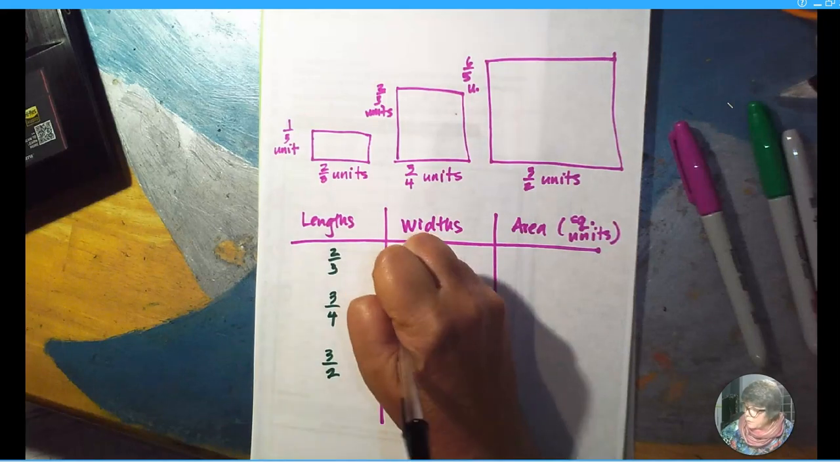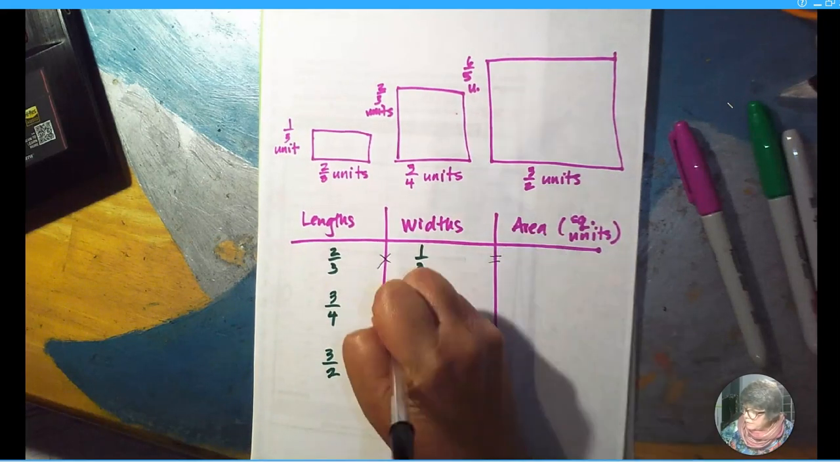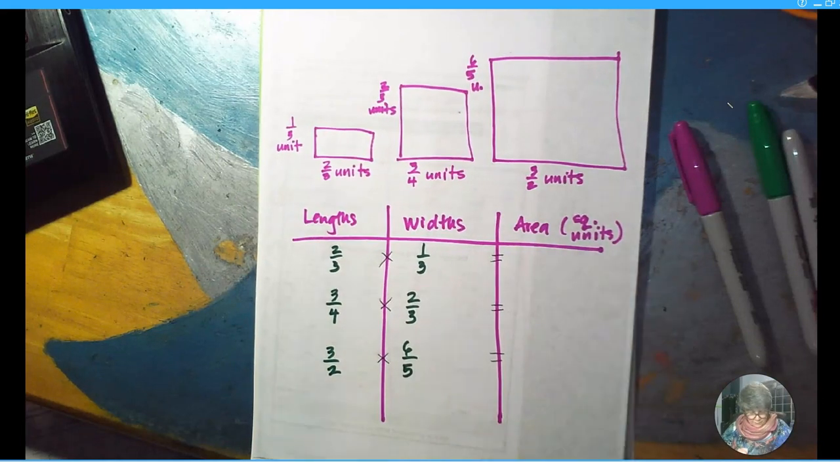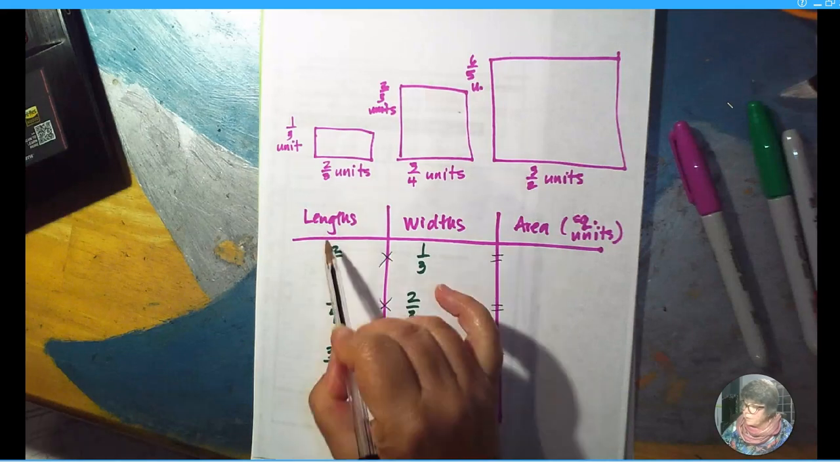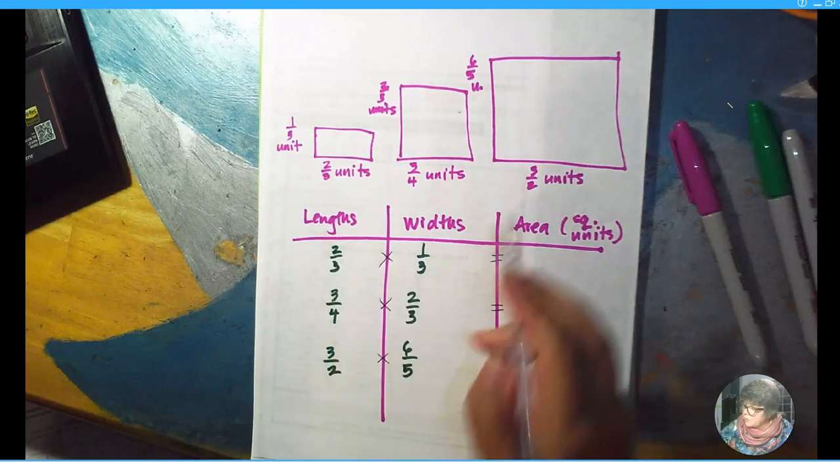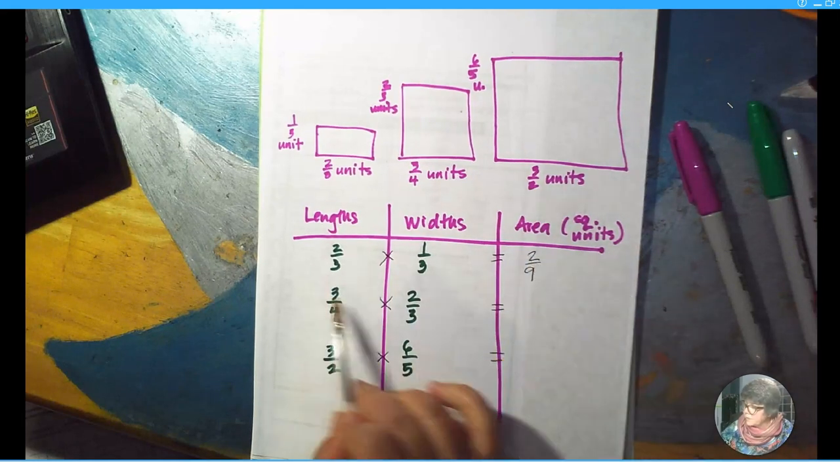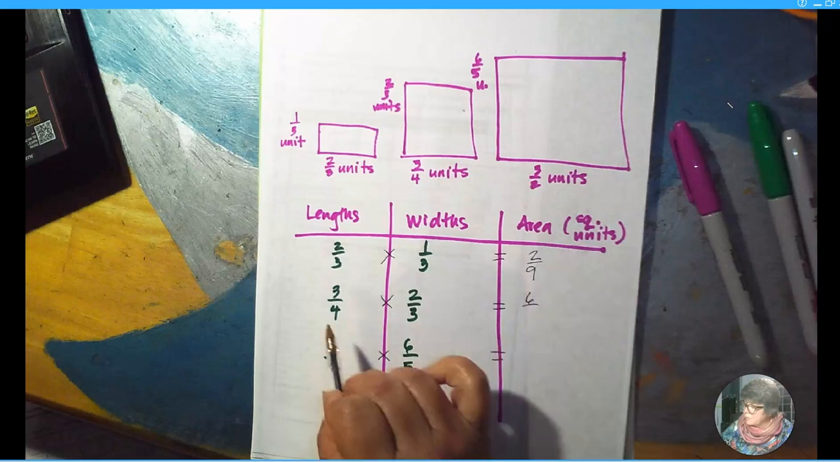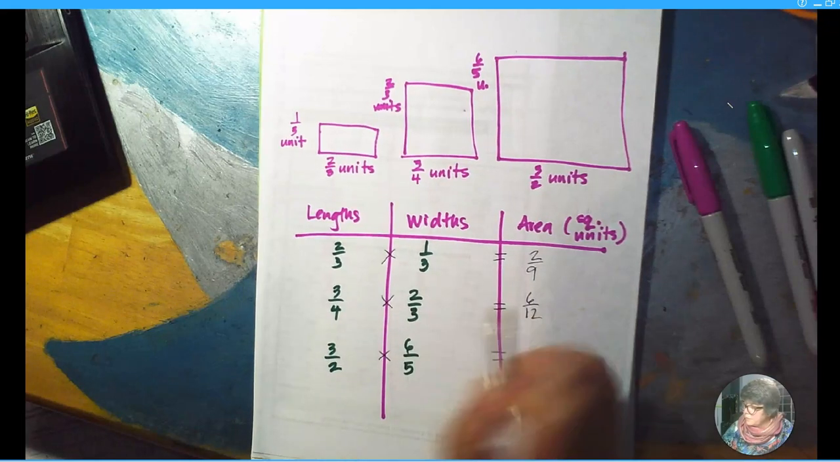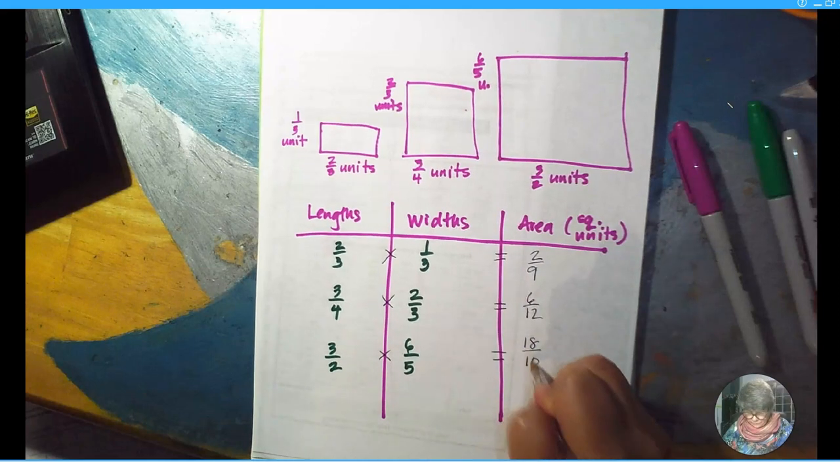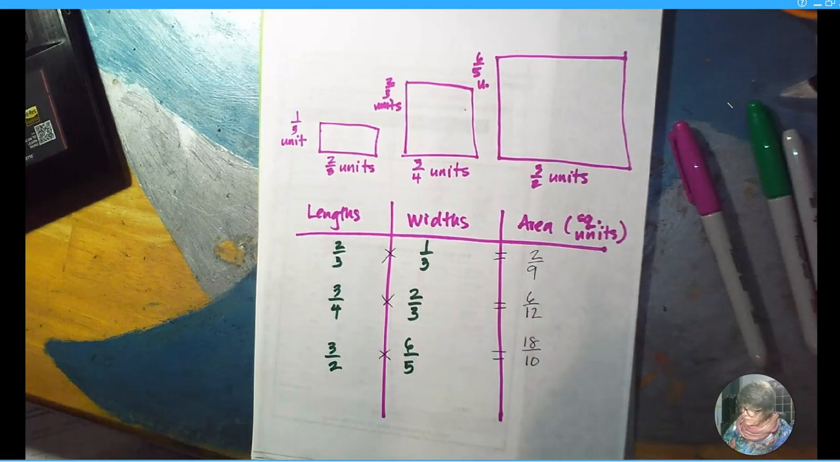So length times width equals area. That would be multiplying straight across. 2 times 1 is 2. 3 times 3 is 9. 3 times 2 is 6. 3 times 4 is 12. 3 times 6 is 18. 2 times 5 is 10. All right. Looks pretty good. I don't think I made any mistakes there.